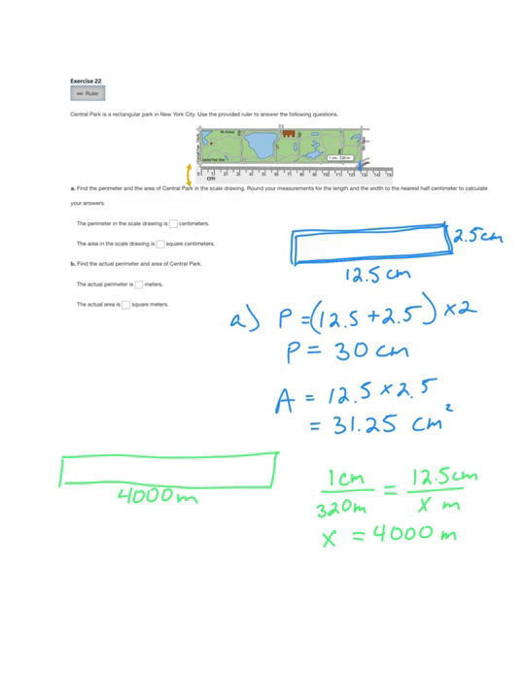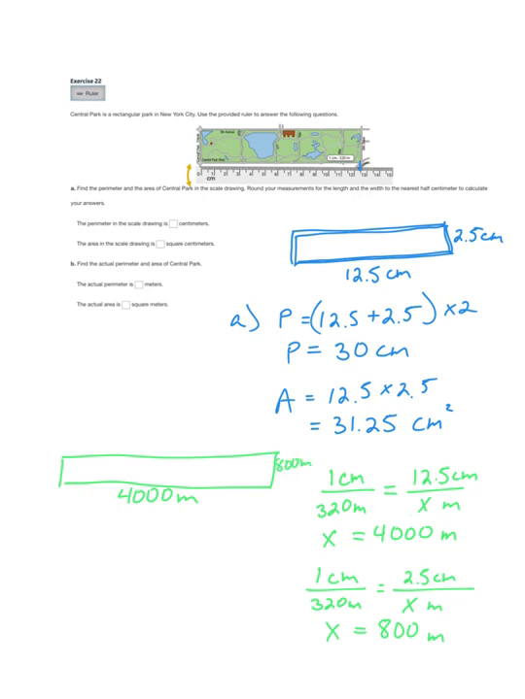Okay, and then we have the width of the park. We're going to use the same scale. 1 centimeter represents 320 meters. And we had 2.5 centimeters on the scale drawing. We need to find out how many meters that is. If we use cross products, 1 times x is x, and 320 times 2.5 is 800 meters.